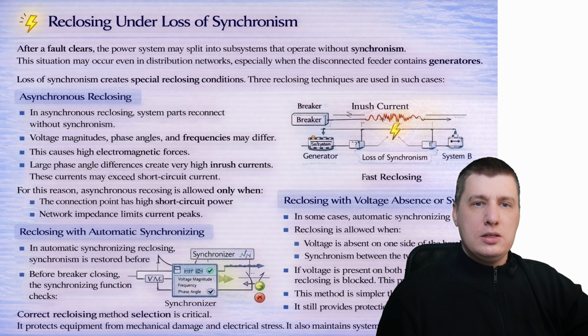After a fault is cleared, the power system may split into subsystems that operate without synchronization. This situation may occur even in distribution networks, especially when the disconnected feeder contains generators. Loss of synchronism creates special reclosing conditions. Three reclosing techniques are usually used in such cases: asynchronous reclosing, reclosing with automatic synchronization, and reclosing based on voltage absence or synchronization supervision.